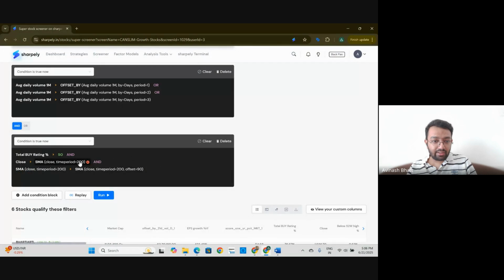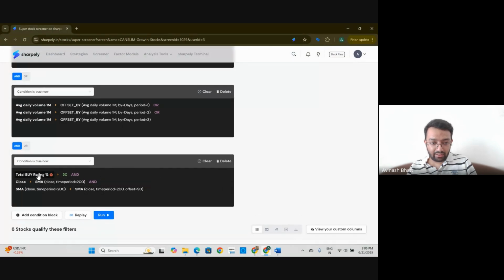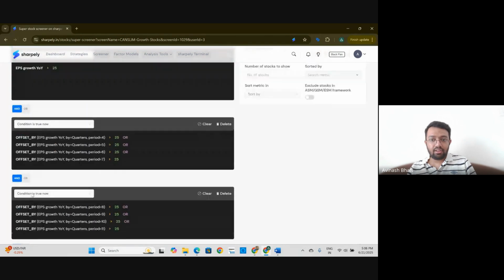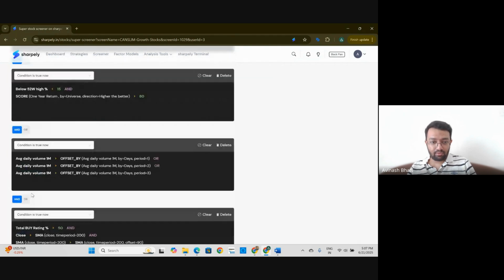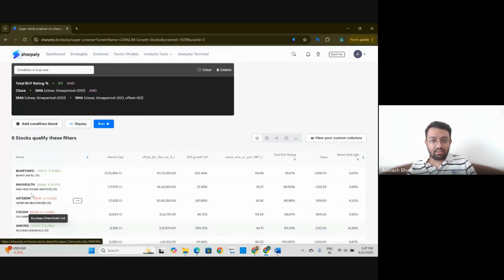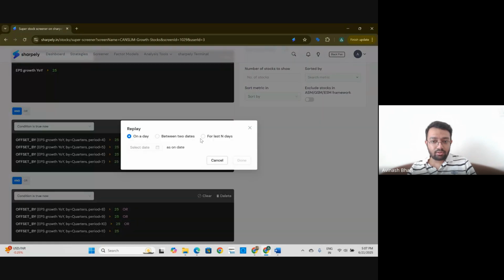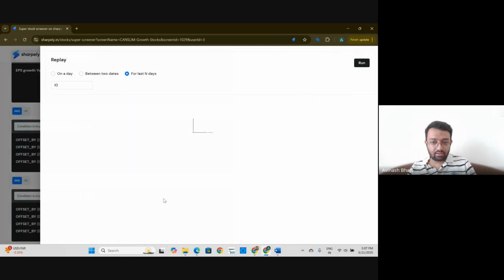Then analyst rating, so total buy rating, we have a metric for that. So total buy rating should be greater than 50. And these are the technical conditions. So this is a very comprehensive CANSLIM based screener. And here what you can do is you can replay for, let's say, the last 10 days and check.